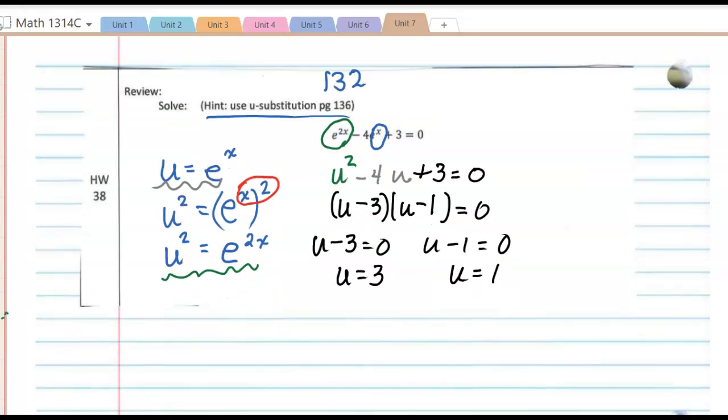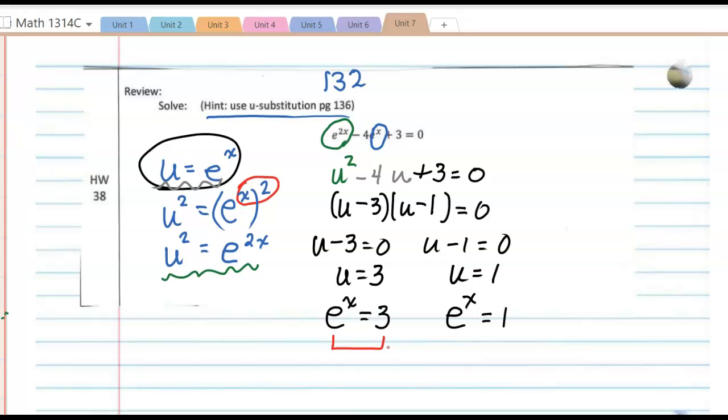Now let's solve for x. Because I know u is equal to e to the x, I'm going to write this as e to the x is equal to 3 and e to the x is equal to 1. Now we have an exponential equation that needs to be solved. Notice we cannot get the same base, so we're going to have to take the log of both sides.